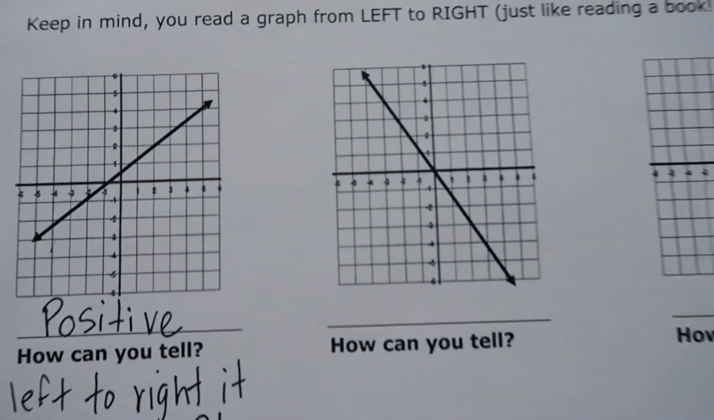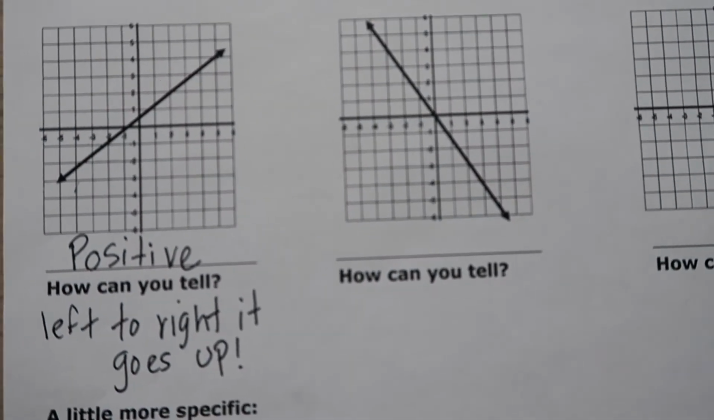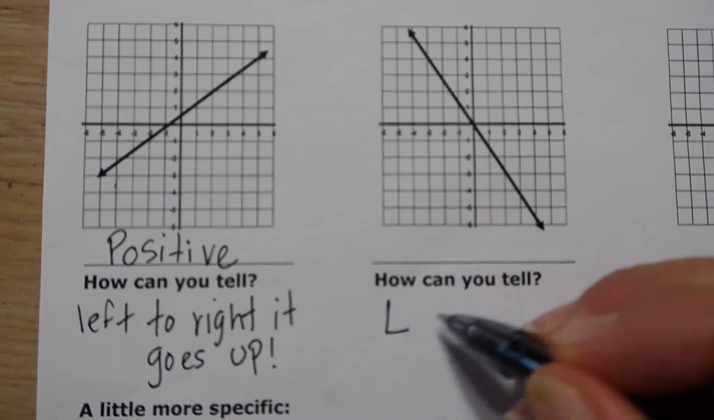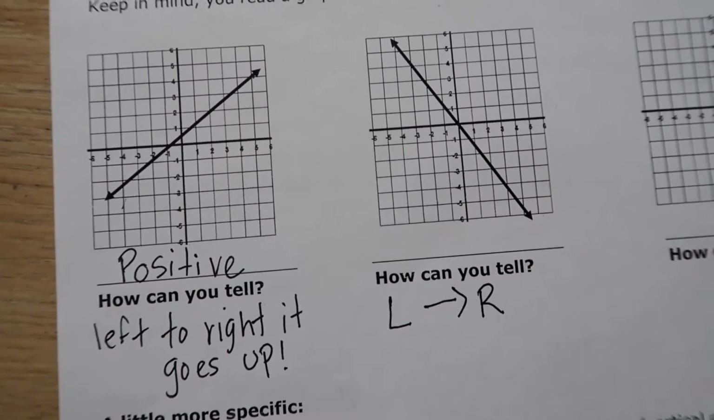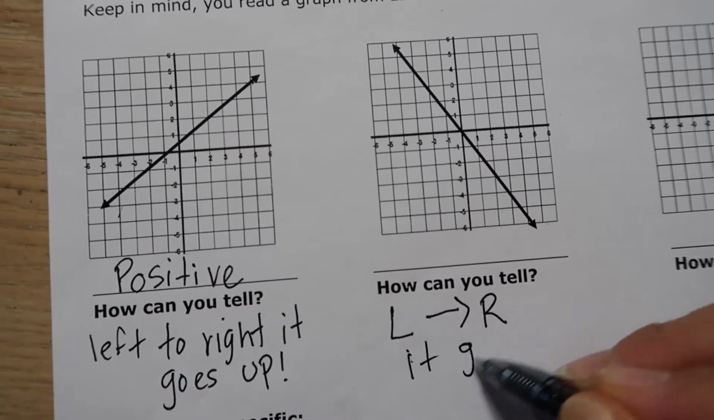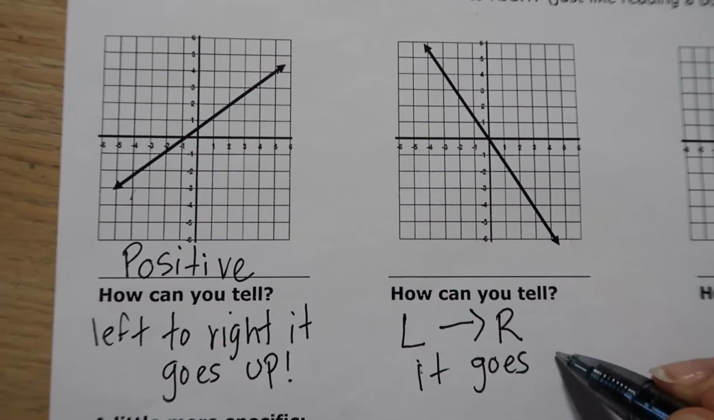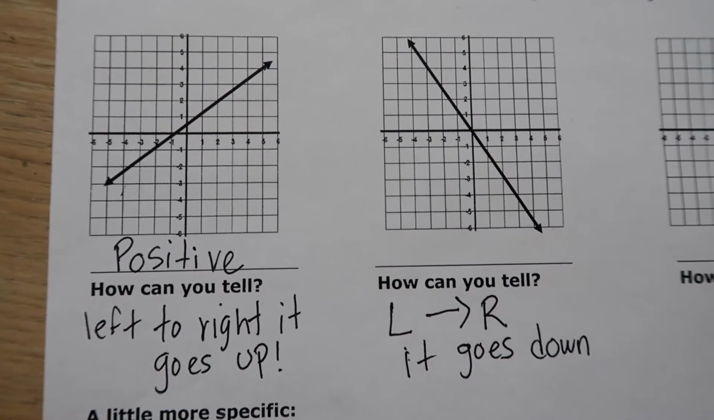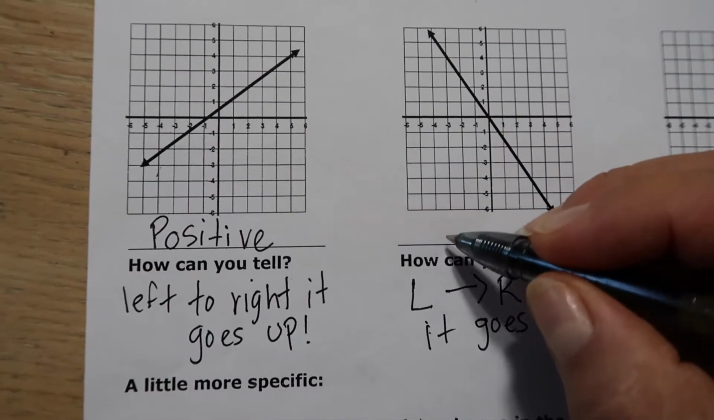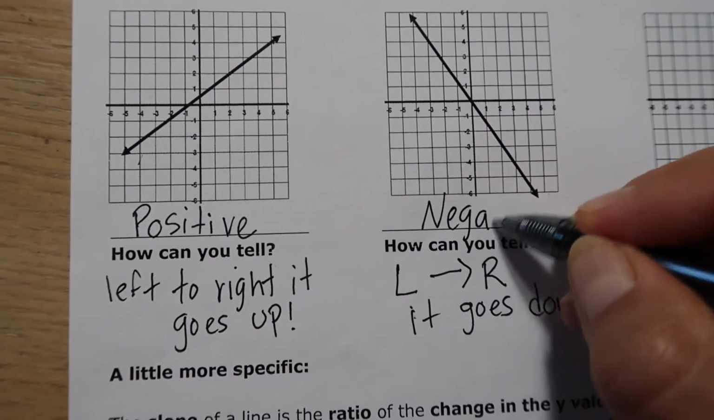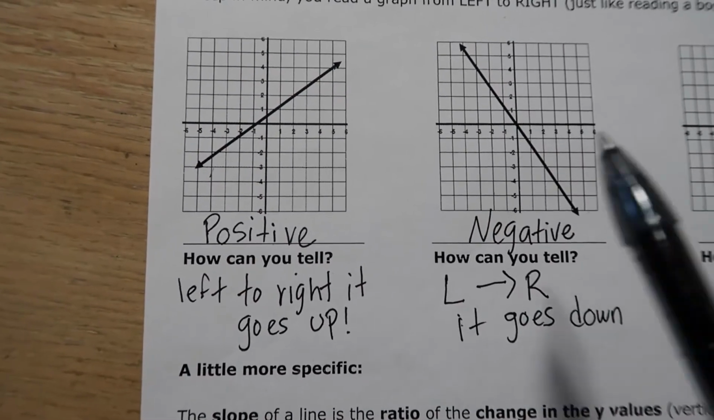Second graph, we have, again, from left to right, it goes down, isn't it? So I'm gonna say left to right, it goes down. So my slope is gonna be negative. That's how you can tell if your slope is positive or negative.